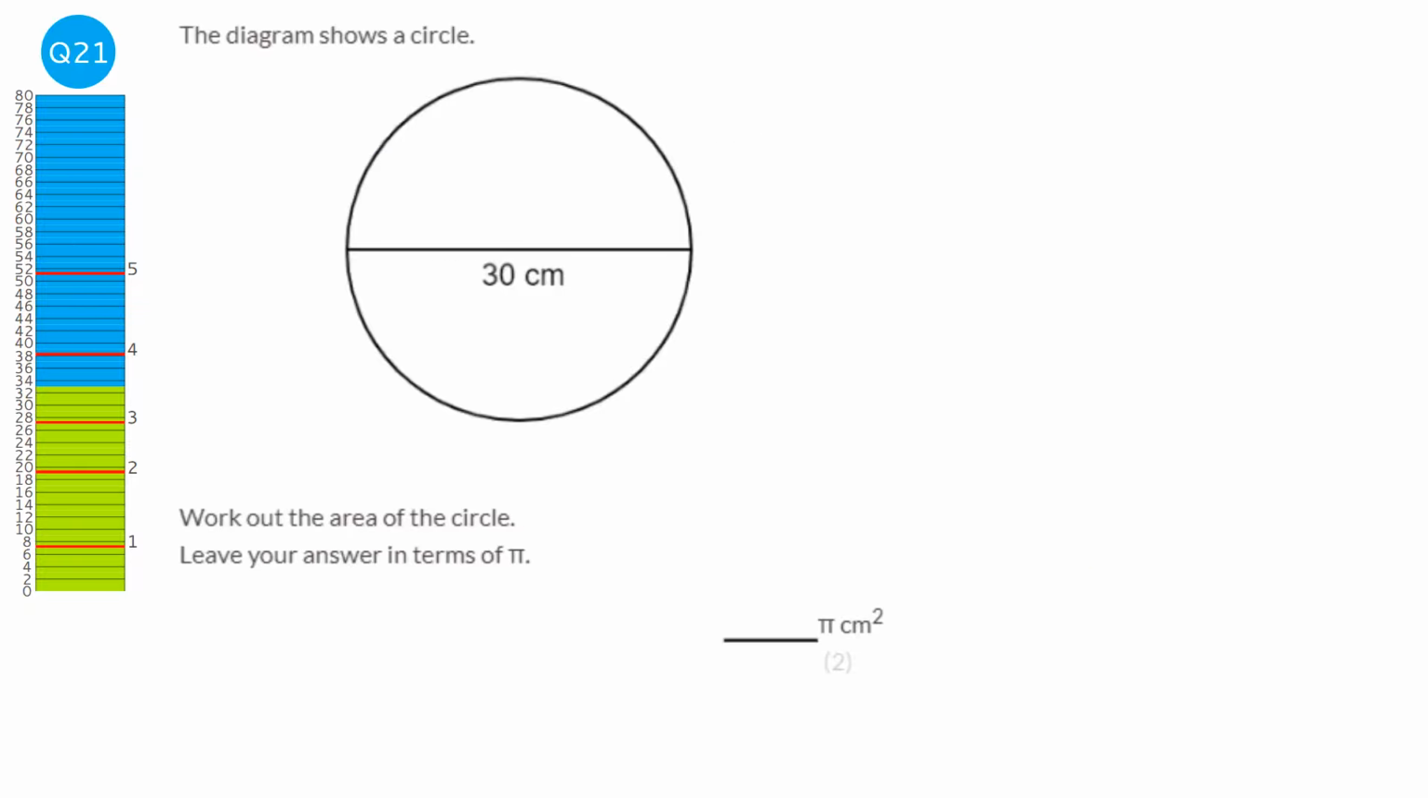To work out the area of a circle, we first of all need to work out what the radius is. Now the radius is half the distance of the diameter. So to work out what the radius is, we get the diameter and we halve it, which will be 15 centimeters. So the formula for the area is pi times r squared, or pi r squared.